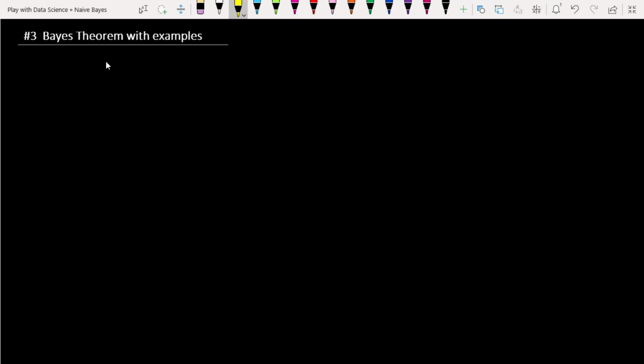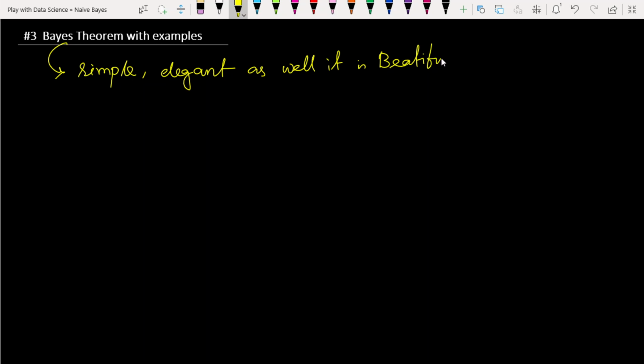But the main concept is that this is a simple and very elegant, beautiful theorem, and very useful. When we discuss some real world examples, we will see how useful and how beautiful this one is. It is simple, elegant, and a beautiful theorem.